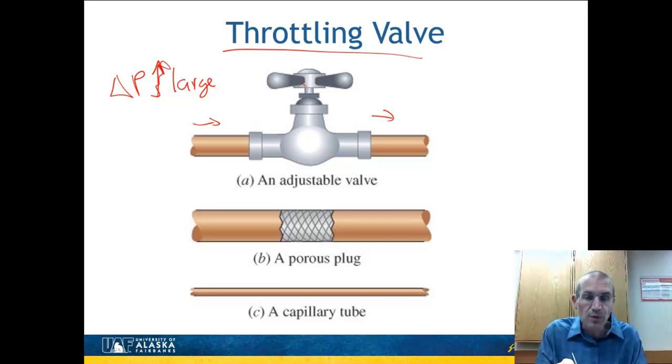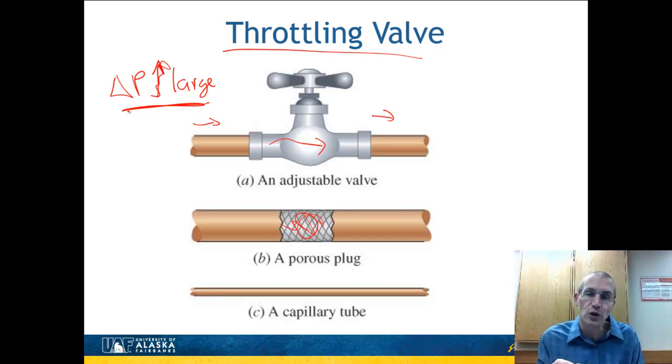So if I had an adjustable valve here that was only slightly open, so there's a very small opening in it, I could accomplish a large pressure drop through here. Another way is to be driving flow through a porous plug where there's not a lot of cross-sectional area in the pore space there. So again, I'll have a large pressure drop through it. And capillary tubes, because they're really small, also have large pressure drops. So think of it as anything that has a large pressure drop.